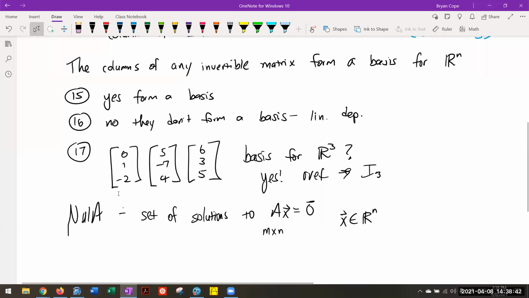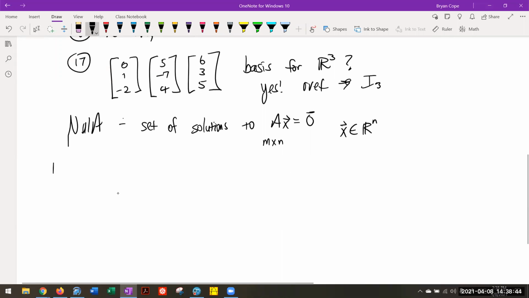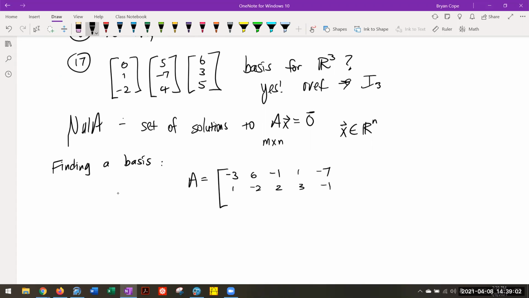Let's start with an example, okay? So, finding a basis. Here is the matrix A that we're going to tackle. It's a big one: -3, 6, -1, 1, -7; 1, -2, 2, 3, -1; 2, -4, 5, 8, -4.